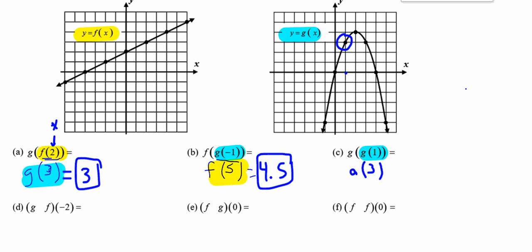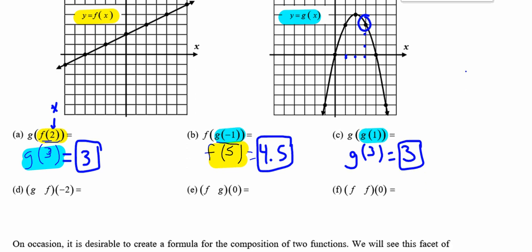Throw parentheses around it and put my g outside. I want to know, what is g of 3? So I'm going to count over 1, 2, 3 and go up 1, 2, 3, and I get right there. And g of 3 is also 3. So that is my answer for it.